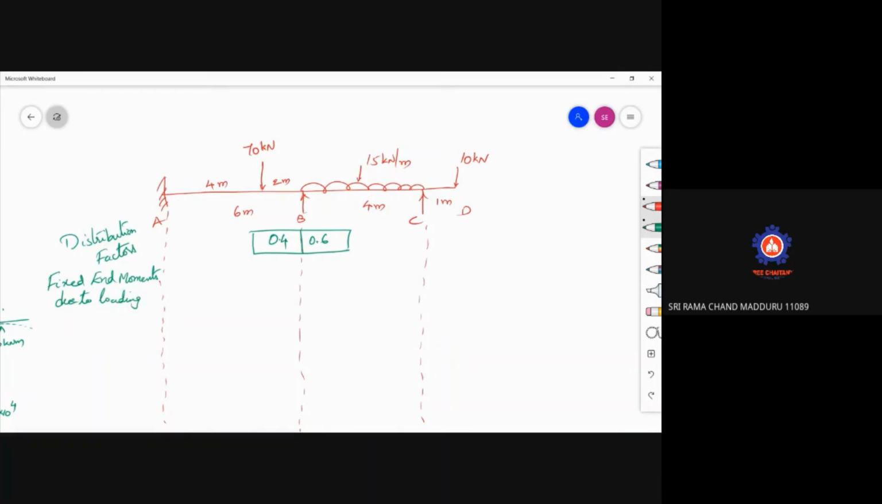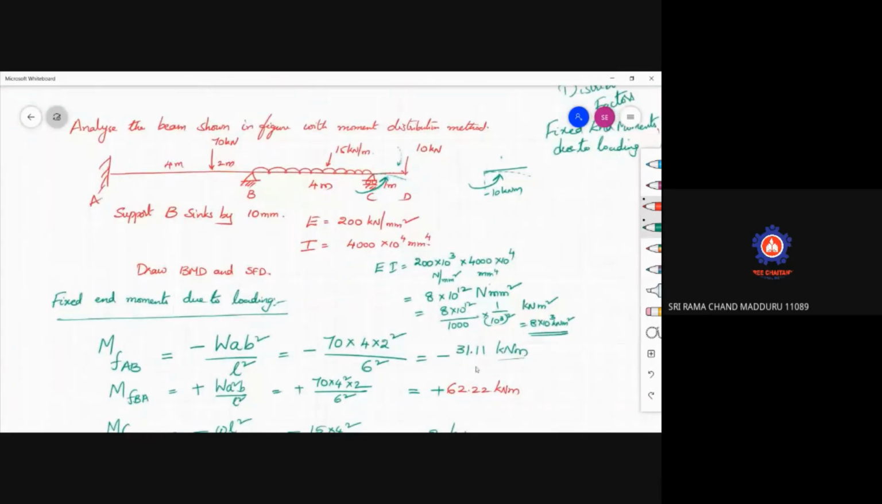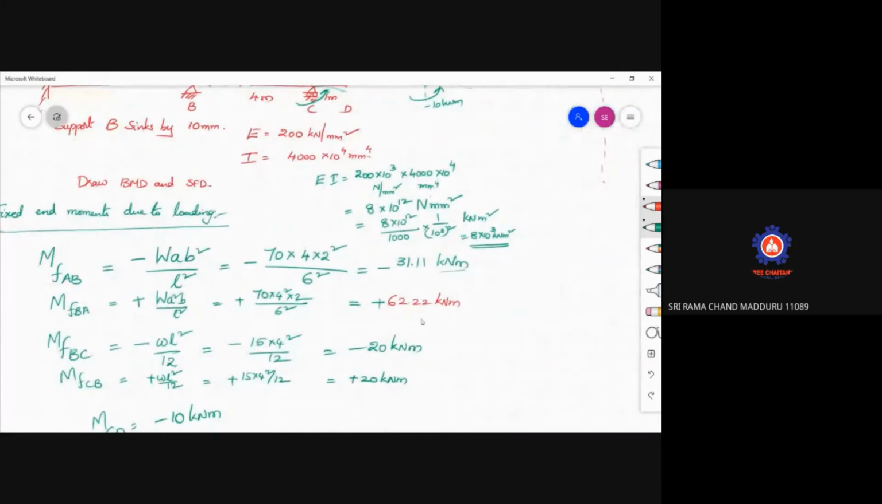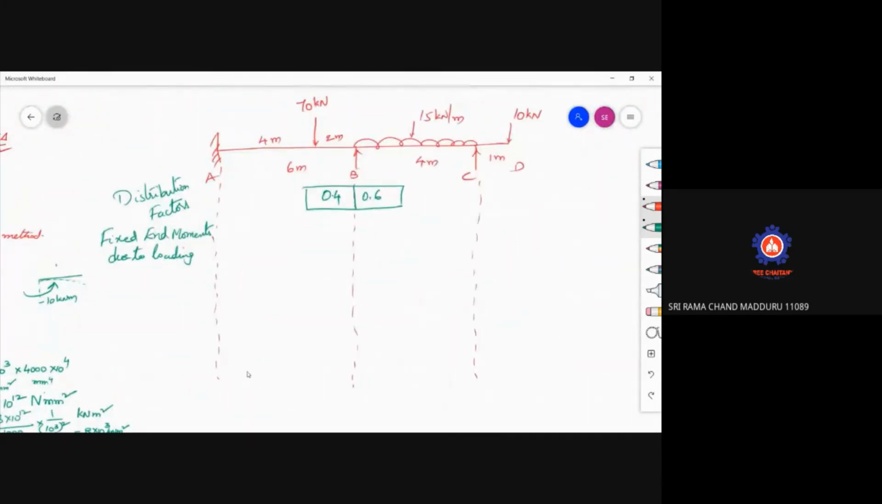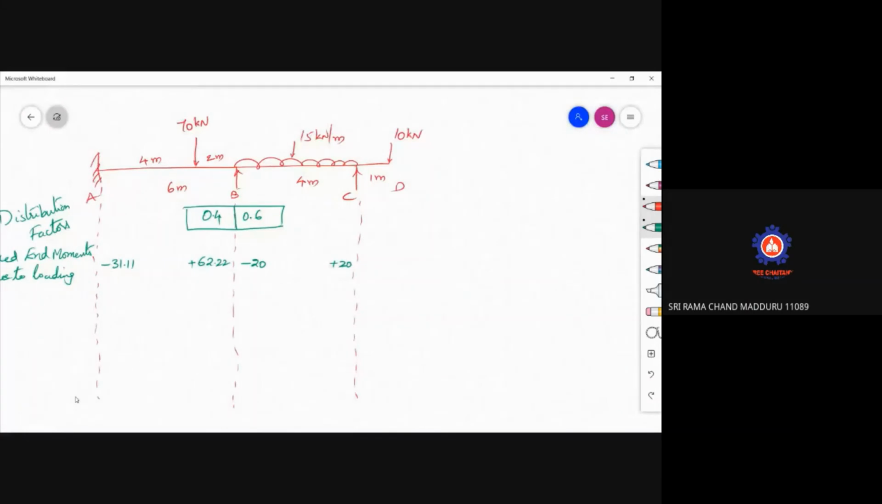You have already calculated the fixed end moments due to loading. So write down this. One is minus 31.11, another one is plus 62.22. Minus 31.11, plus 62.22. And now another one, minus 20, plus 20. And this value, you already know, is minus 10. So these are due to loading.